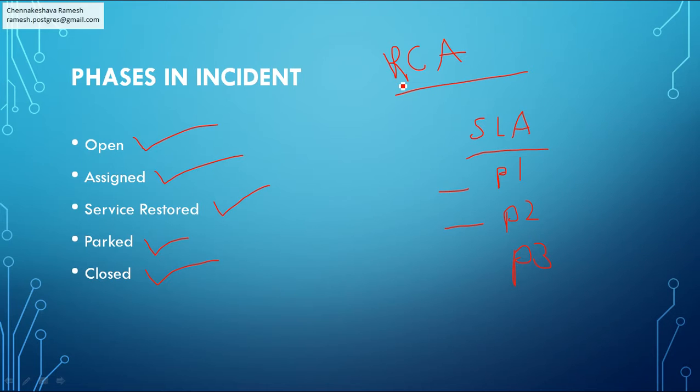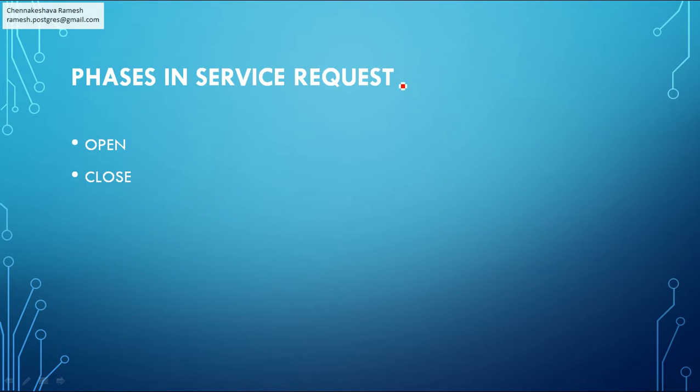Then I may want to plan a change to implement the fix which I have done for this system on other systems also, using a change request. So these are the phases normally in your incident. Now, what are the phases in your service request?